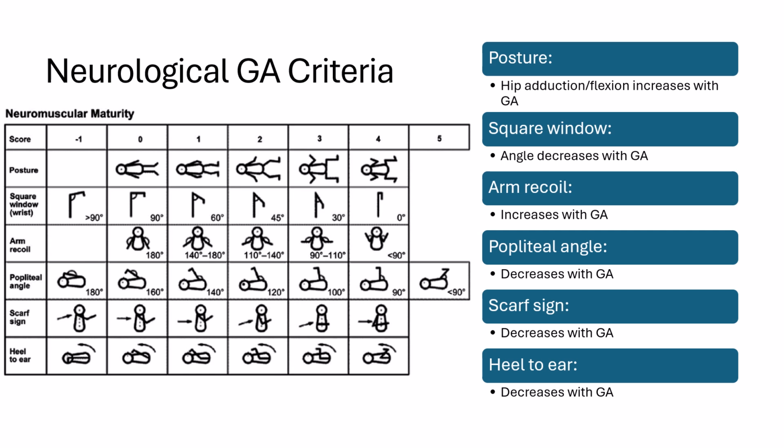The scarf sign, ability to wrap arm across chest, decreases with GA, and the heel-to-ear maneuver becomes less possible with advancing GA. These neurological signs are more resistant to postnatal changes than physical characteristics, making them particularly valuable. Practice these assessments whenever possible, as they frequently appear in clinical scenario questions.